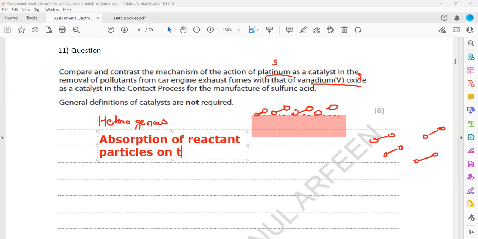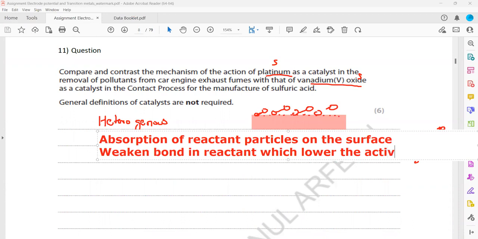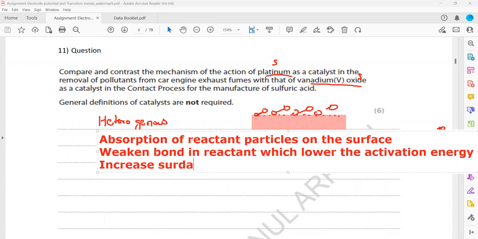On the surface, and when they adsorb the reactant particles on the surface, what will be the advantage of this? They weaken the bond, or reduce the bond strength, which lowers the activation energy. Like, the same reaction can occur at a low temperature. And what else? They increase the surface area for the reaction to occur.